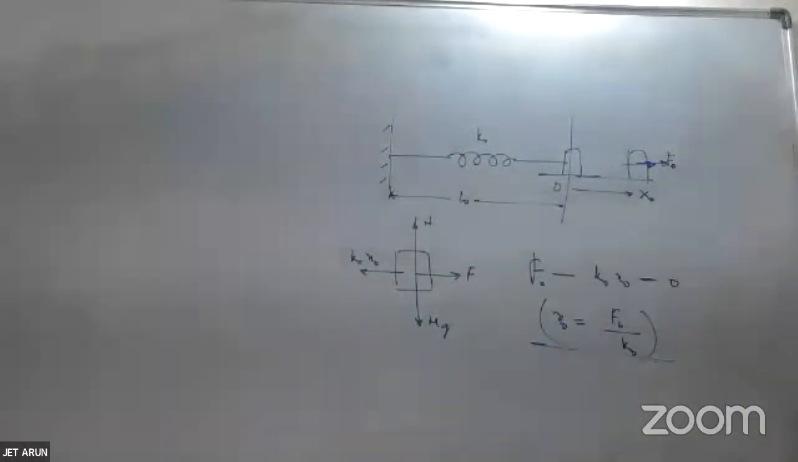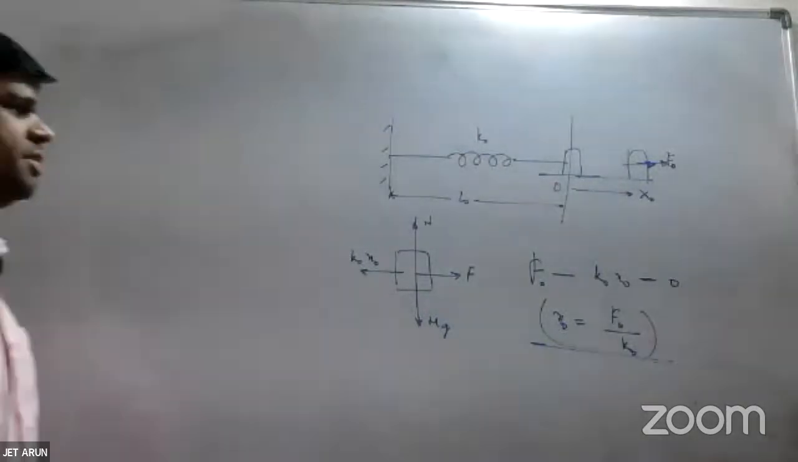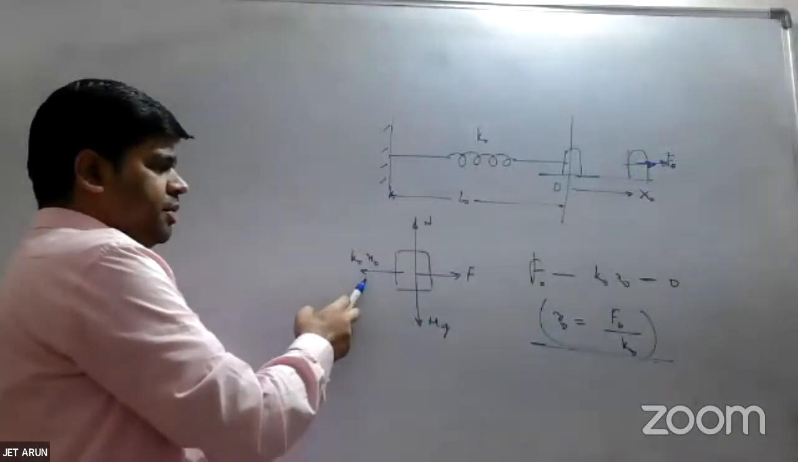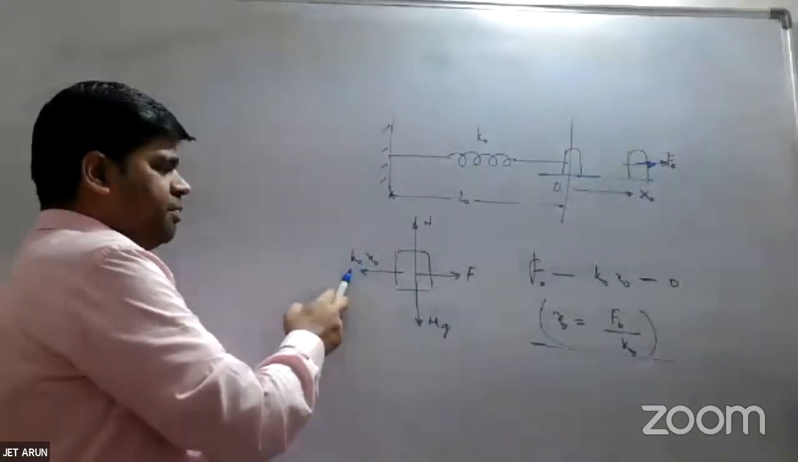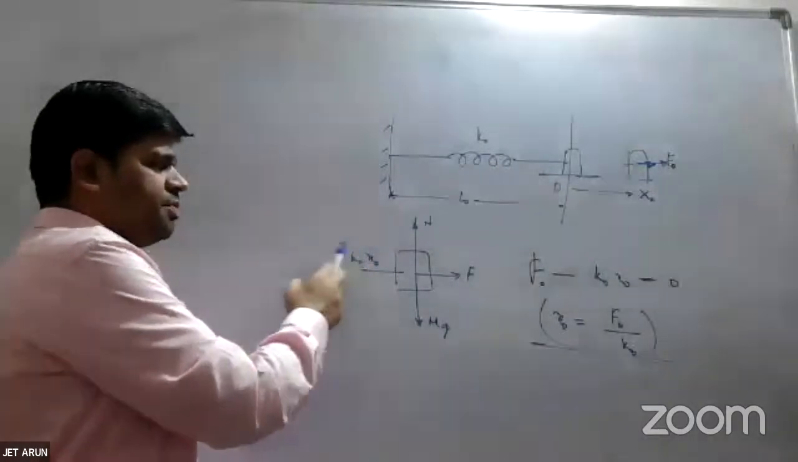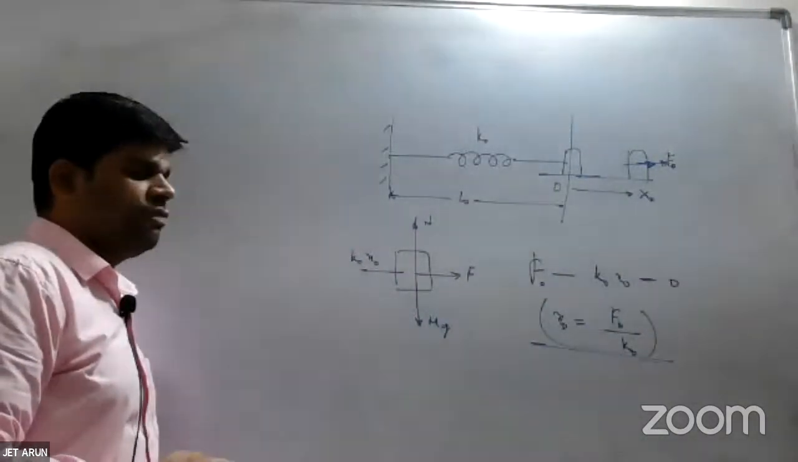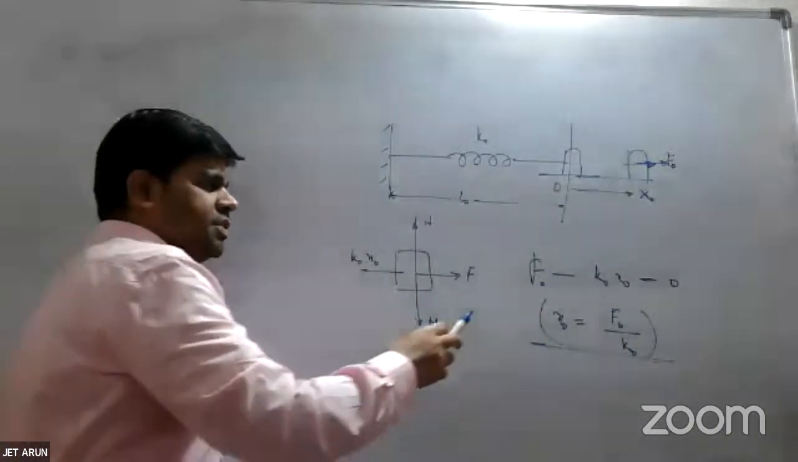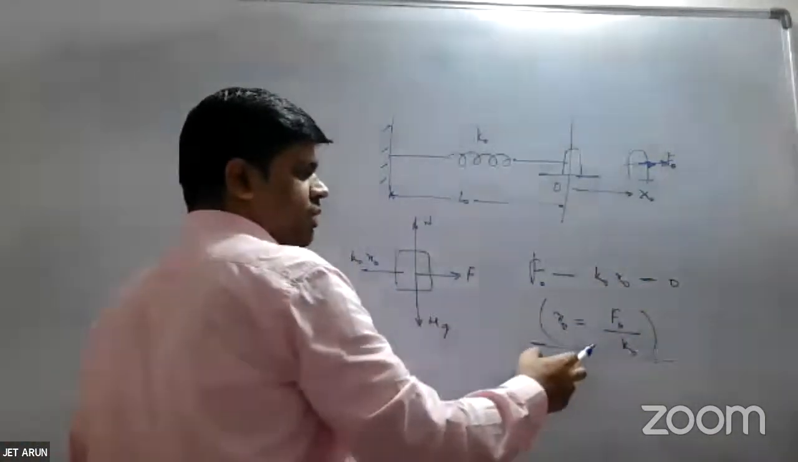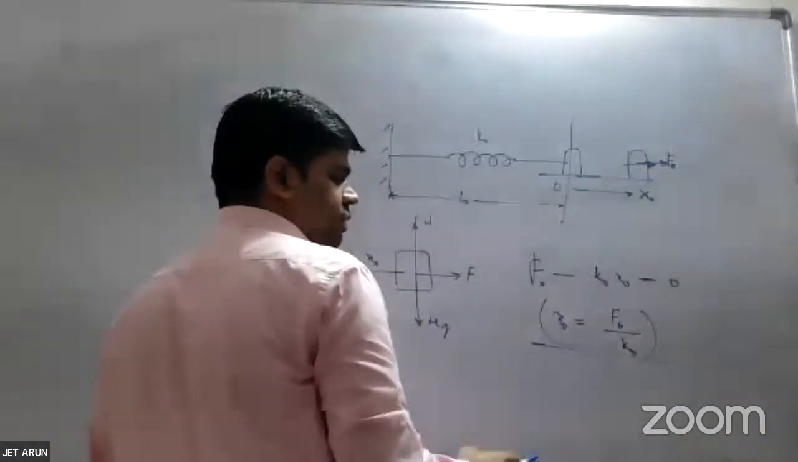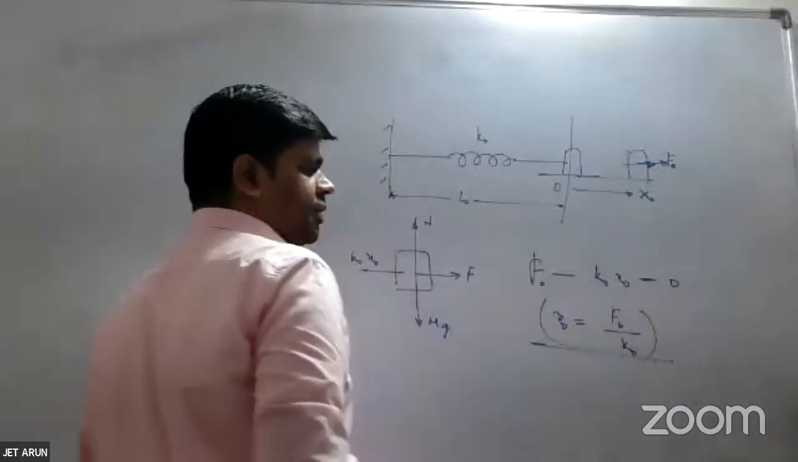So how do I find the extension in the spring? I find the net force on the block and equate it to the spring force. Spring force is nothing but K naught times the extension or compression in the spring. Net force is this minus this, which is equal to mass times acceleration. Acceleration is 0, as I said, it's an equilibrium. So X naught is equal to F naught by K naught.